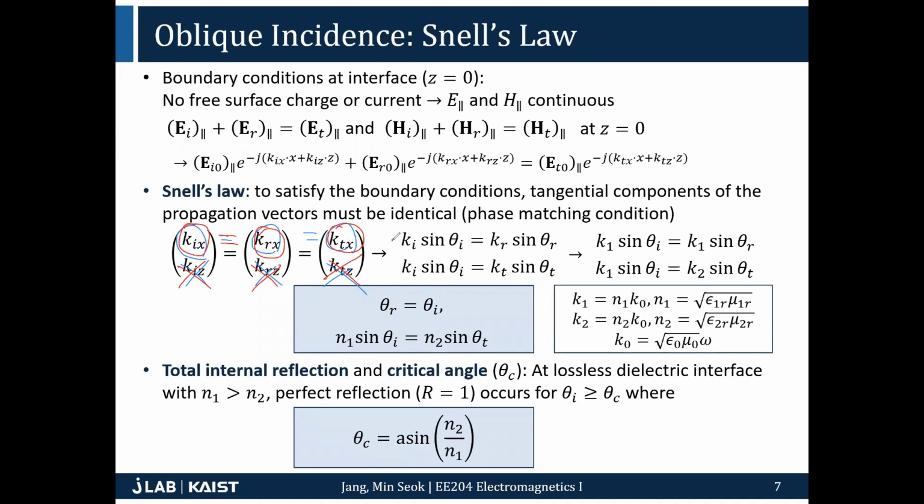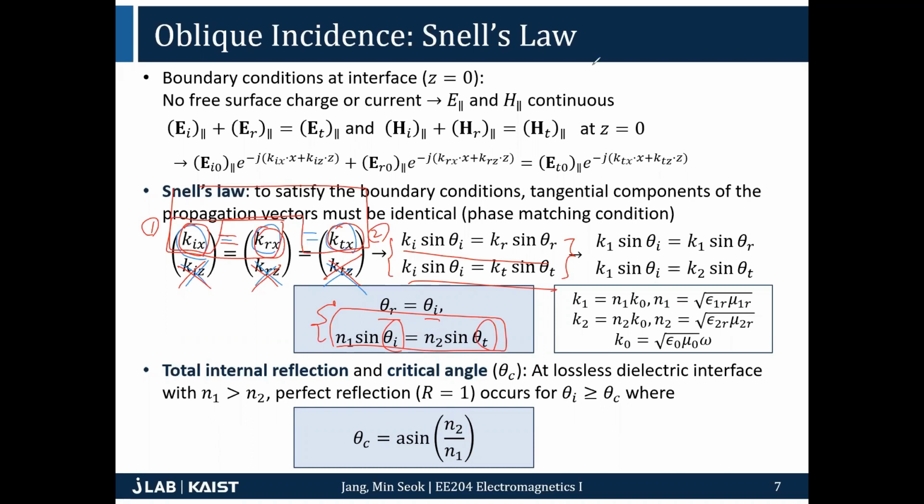And from that, we get these equations. The first equation is this, and the second equation is this. And from this, we know two important things. One is that the reflection angle is equal to the incidence angle. And then the transmission angle and the incident angle satisfy Snell's law. That's what we know.